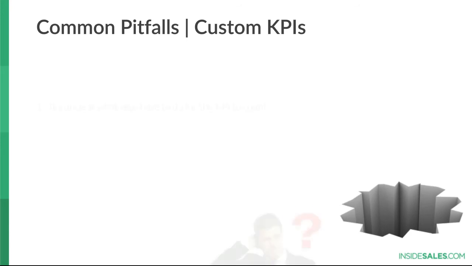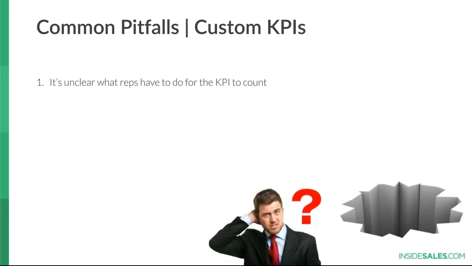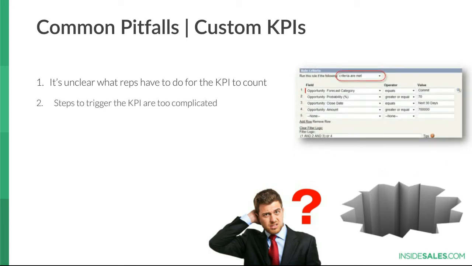Number one, it's unclear what the reps have to do for the KPI to count. So the admin sets it up, and then the reps go off to the races. They start using the tool, and they don't actually update the right fields for the KPI to count, because they don't know, and it just hasn't been communicated clearly. So that's one pitfall. Another pitfall: the steps to trigger the KPI are actually too complicated.